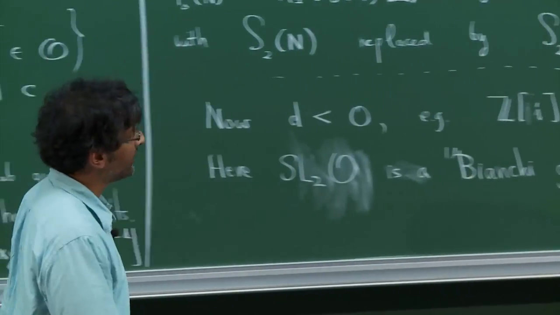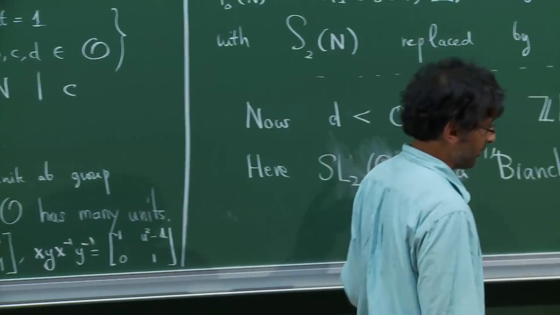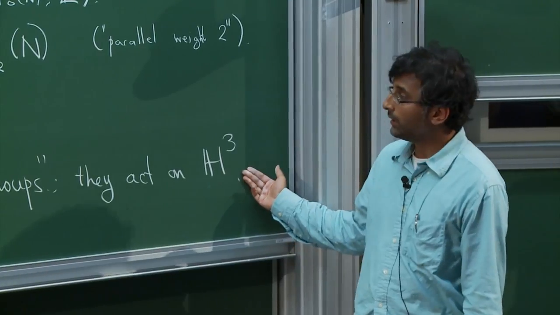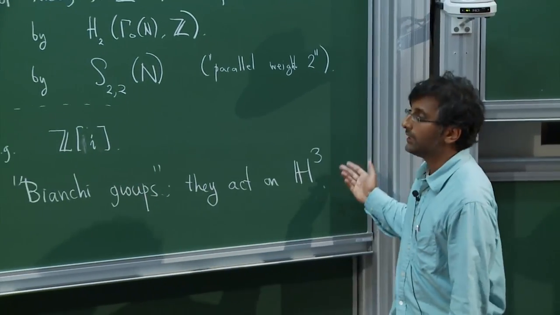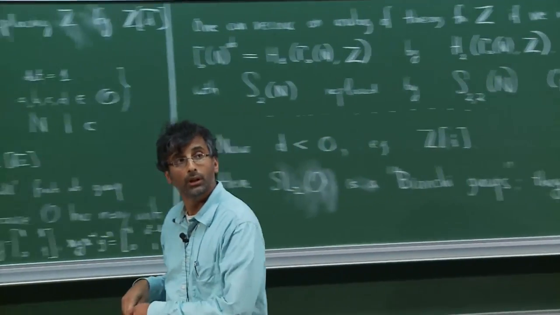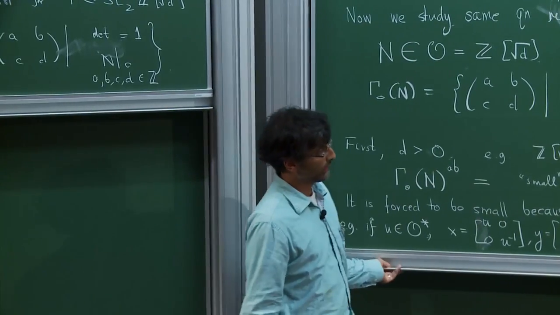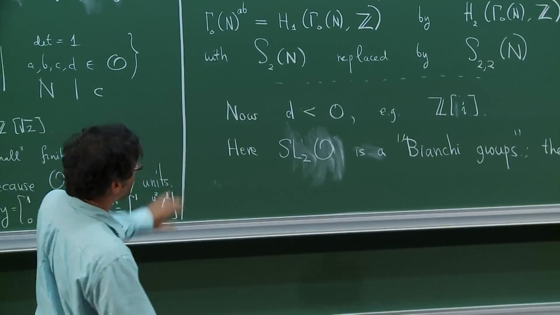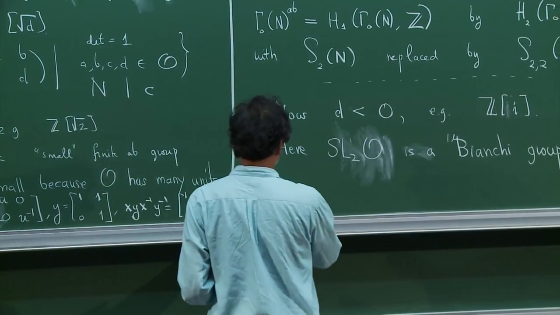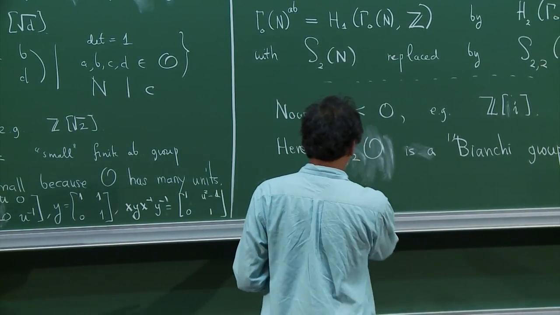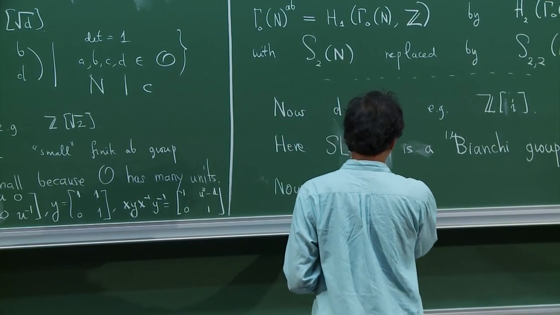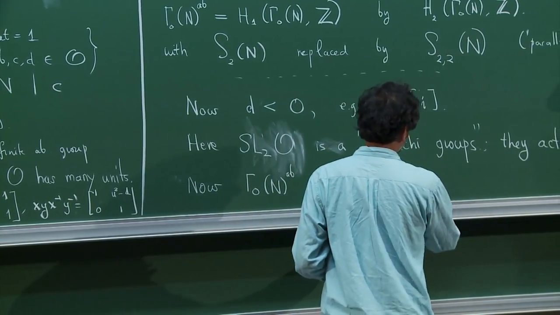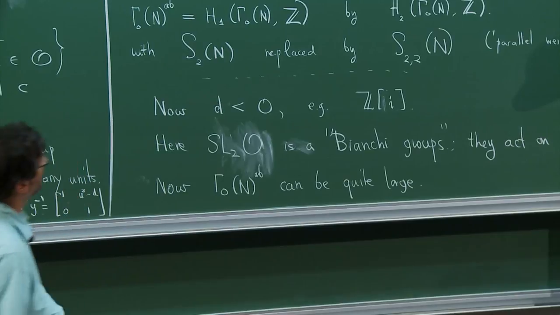Okay, and Bianchi actually used the geometry of these actions. This is more than 100 years ago. He already figured out fundamental domains for these actions, and for certain small values of d, he essentially computed presentations for these groups. Okay, so Bianchi did quite a lot already. Anyway, here we find a phenomenon that's quite different. So now there are no units, and it turns out that gamma naught of n ab can be quite large. All right, so let me write some data related to this.